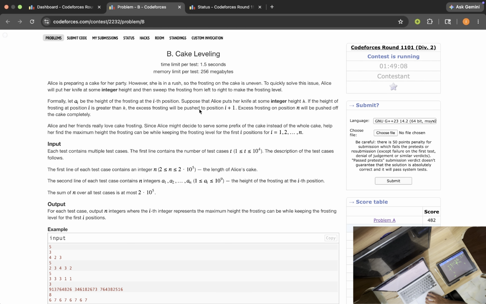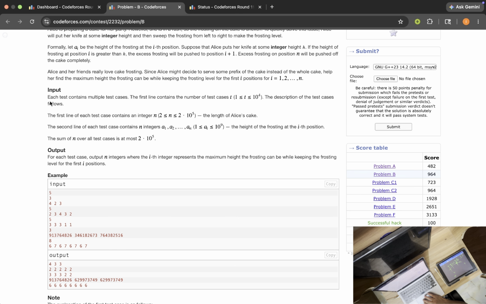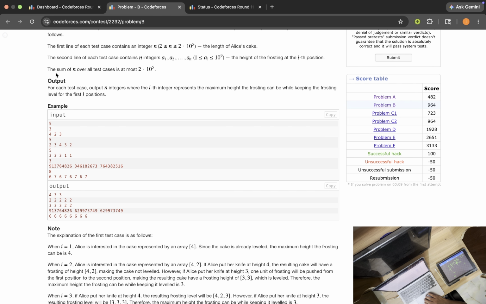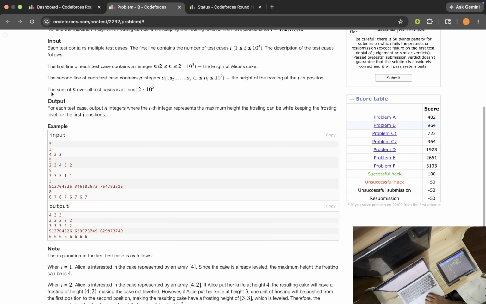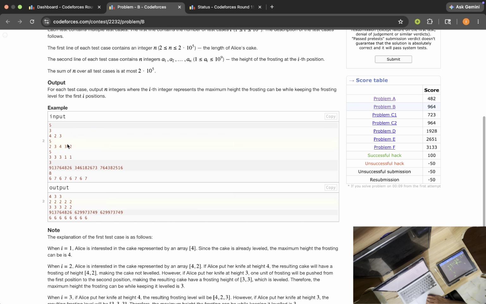Okay, i plus 1, and the length of the cake, the height of the frosting at position i. So I think, for example, maximum height of the frosting. Okay, got the point.